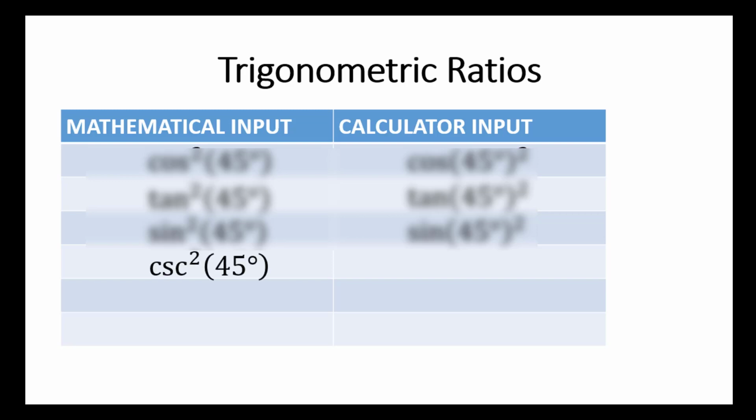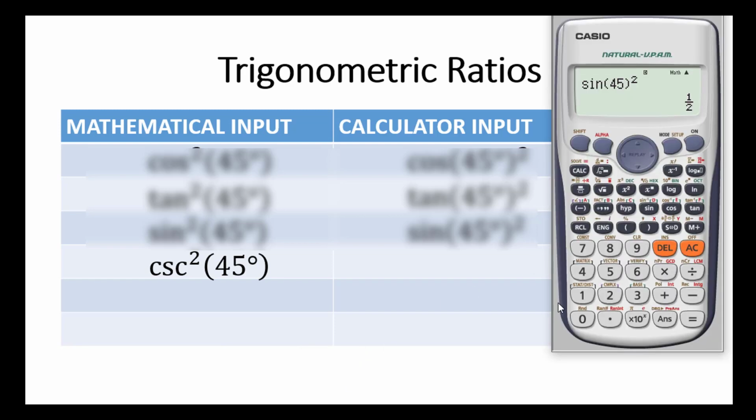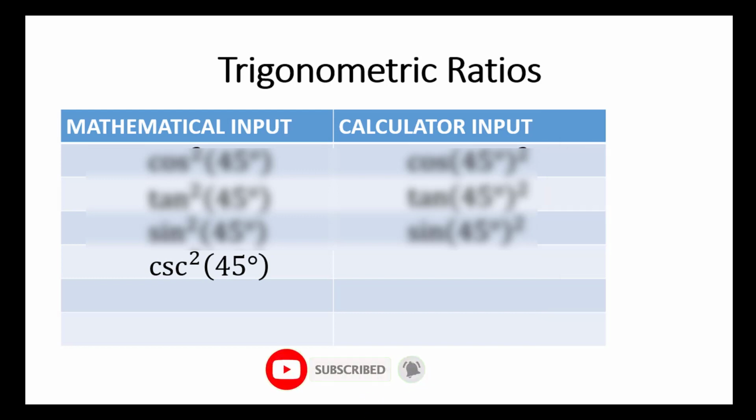Let's start with cosec squared 45 degrees. Now to do this, remember the cosecant ratio is the reciprocal of the sine ratio. So you simply key in sine 45 degrees, close the parenthesis to the exponent -2. Remember, it's reciprocal. That is why we are introducing the negative sign first.